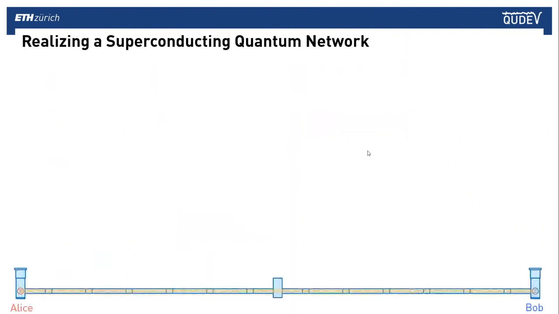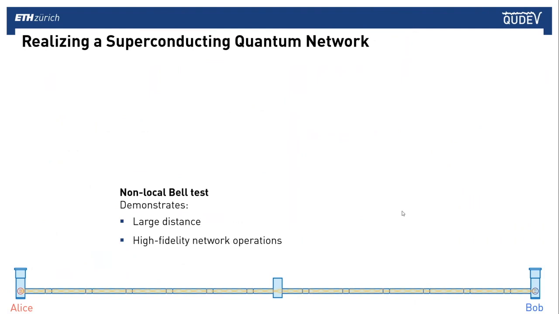The superconducting network, which we realize here at ETH Zurich, takes the form of two dilution refrigerators, Alice and Bob, each hosting a superconducting quantum device and connected by a long cryogenic link serving as a quantum bus for microwave photons. To benchmark our quantum network in a quantum-agnostic way, we aim to perform a non-local Bell test with it. Indeed, the violation of a Bell inequality guarantees that a combination of operations relevant for quantum networks, such as initialization, quantum gate, photon emission, or qubit readout, have high fidelity. And closing the locality loophole requires a large enough network scale, which shows that it is relevant for quantum communication.